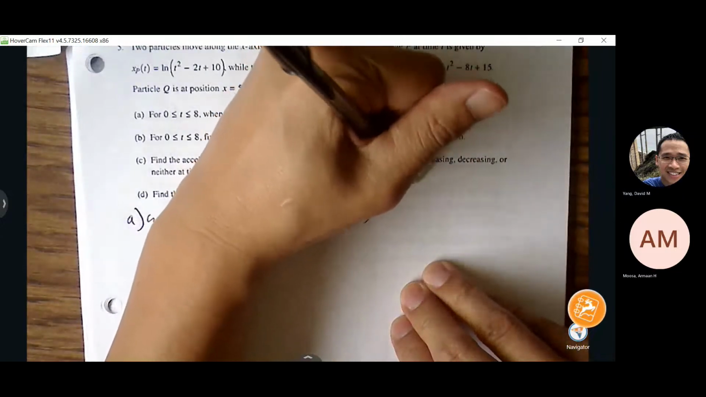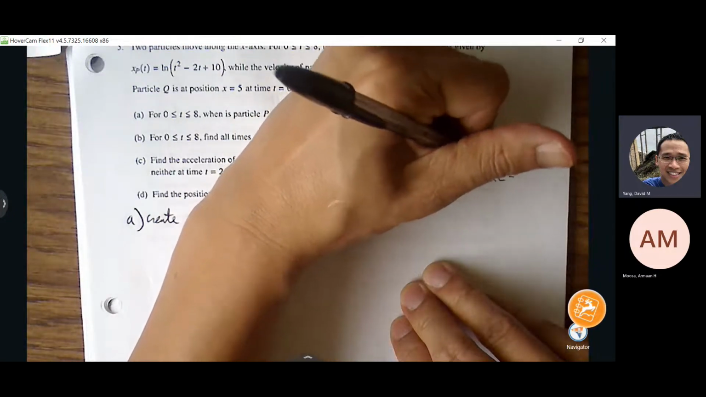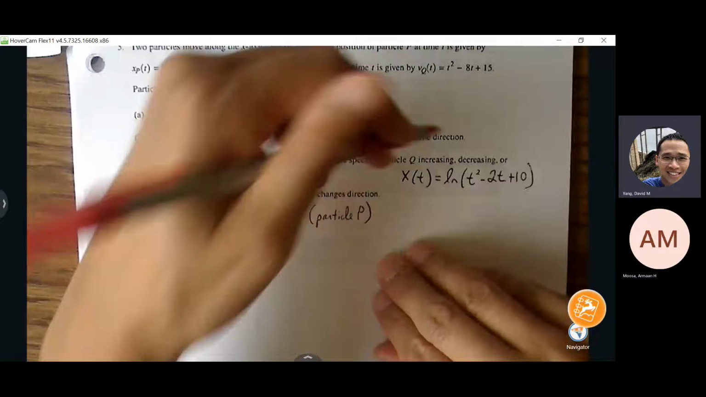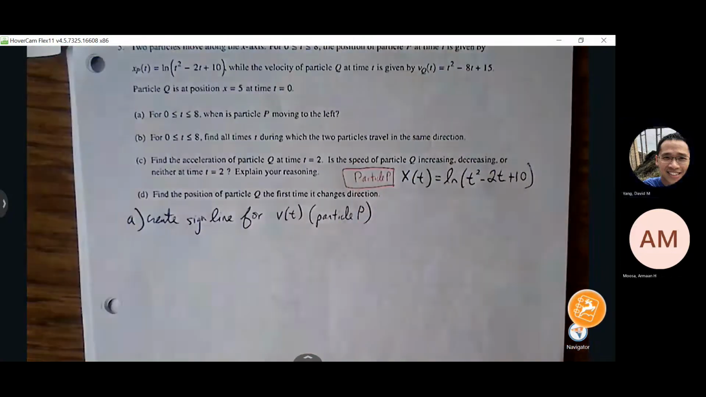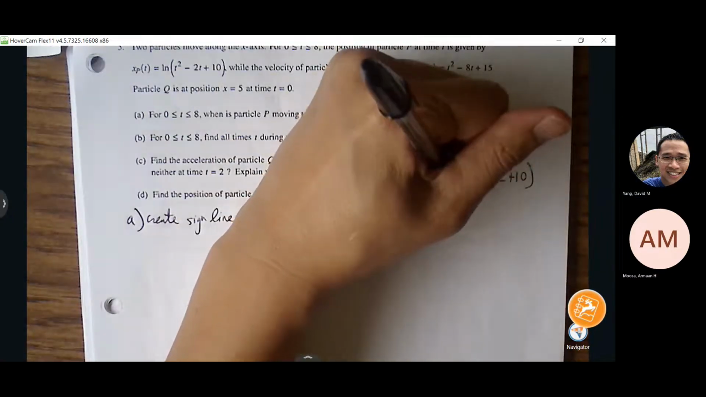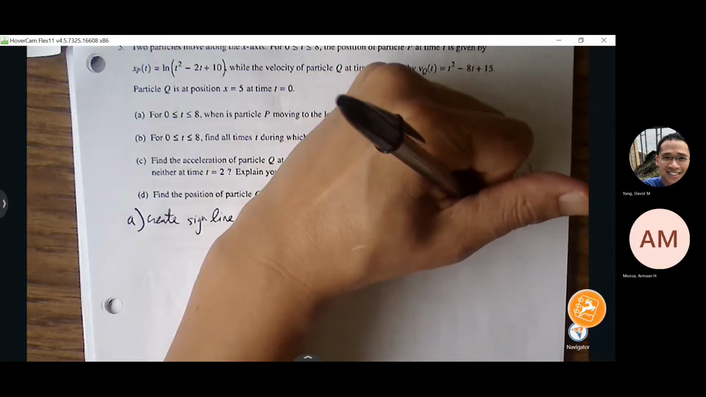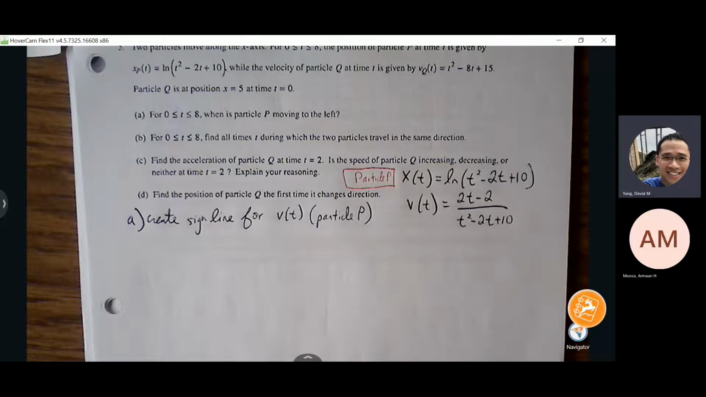x of t is natural log of t squared minus 2t plus 10. That's our position function for particle p. We need to find the derivative or the velocity. The rule for natural log is u prime over u. Okay, critical points. Where is velocity equal to 0? So velocity equal to 0 when the numerator is equal to 0.